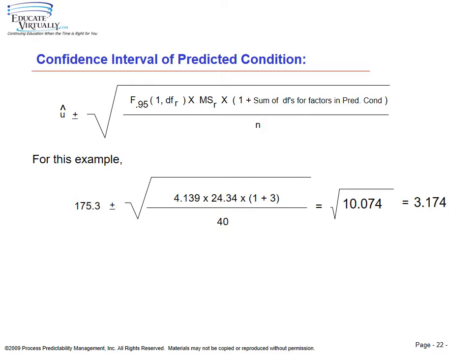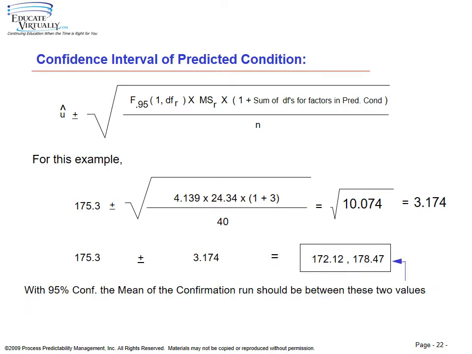Now that's a 95% confidence interval about that 175 seconds. So what we can do is we can take a look at where should our values actually show up when we go to run our confirmation. Well, we should see our time in seconds somewhere between 172 and 178 seconds, and that would meet our requirement for validating our experiment at a 95% confidence.